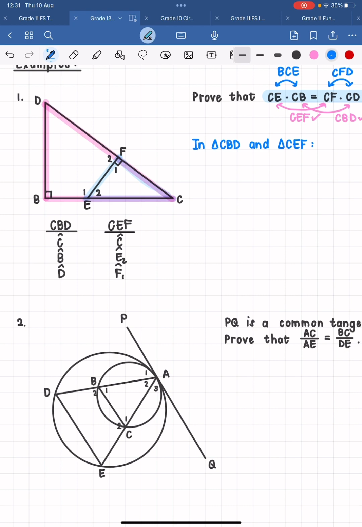Now guys, I can see immediately that angle C is common, right? So those two are going to be equal. That's going to be my first line. Let's write that down. Angle C is common. You don't need to write a reason for that.